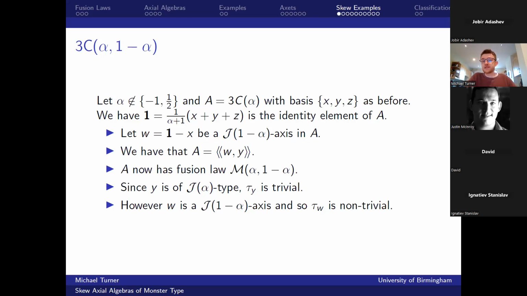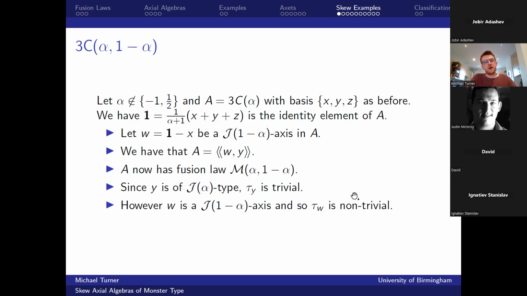So we've got this basis x, y, and z as before. And we have this identity element 1 over alpha plus 1, x plus y plus z. So what we're going to do is twist this x by its identity. So we have w is equal to the identity minus x. Now, this is no longer a Jordan alpha axis, but it's now a Jordan 1 minus alpha axis in A.